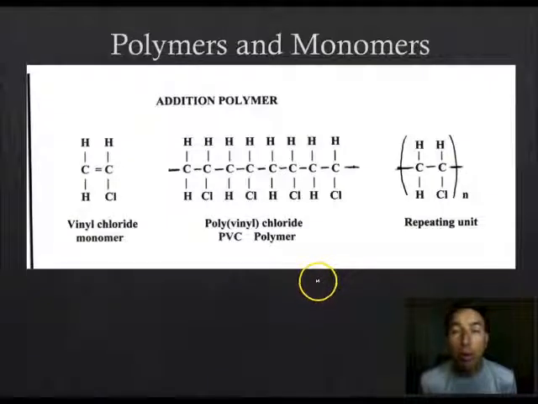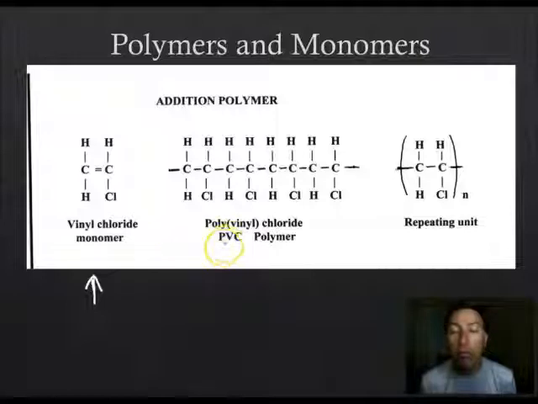Now, when we talk about organic molecules, we're going to talk about two sizes of molecules. And a good example here is vinyl chloride. Vinyl chloride has two carbons that are double bonded to each other, bonded to hydrogens, except for this one over here, which is bonded to a chlorine. So this is vinyl chloride. And when we put a bunch of these monomers of vinyl chloride together, we get what we call polyvinyl chloride. So this is a polymer. And so the repeating unit here is this vinyl chloride.